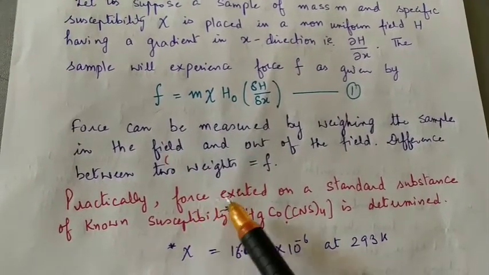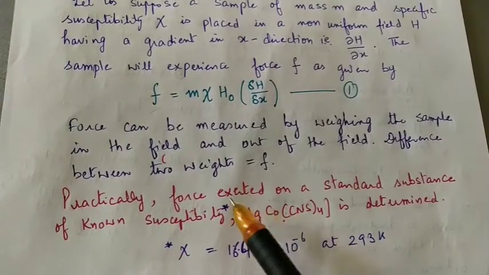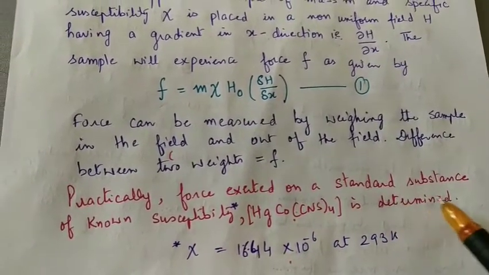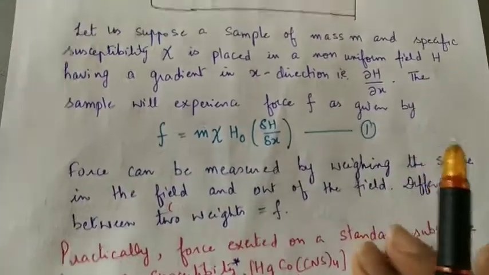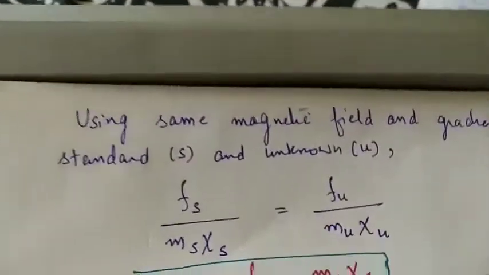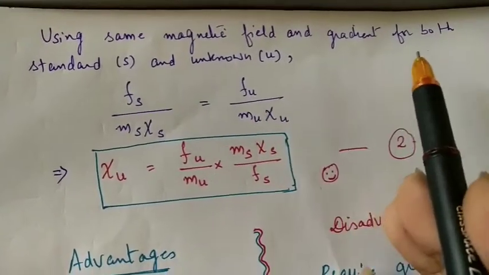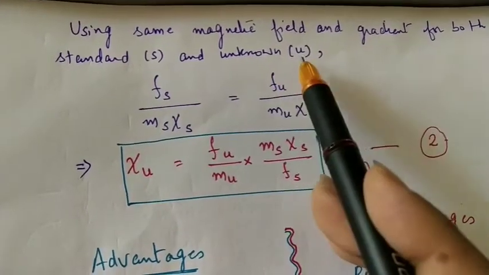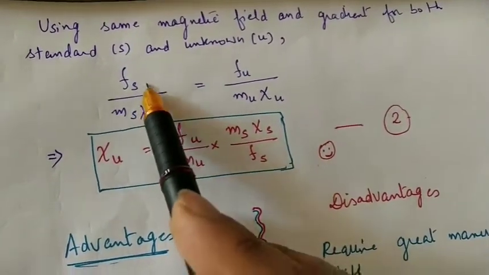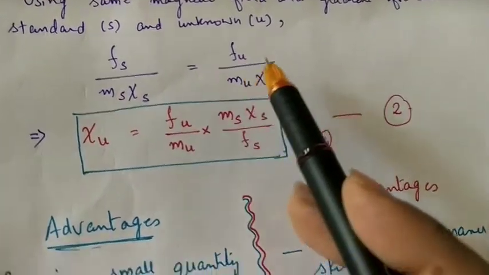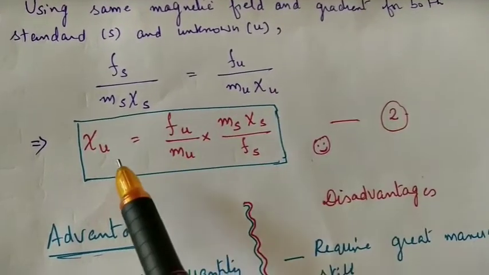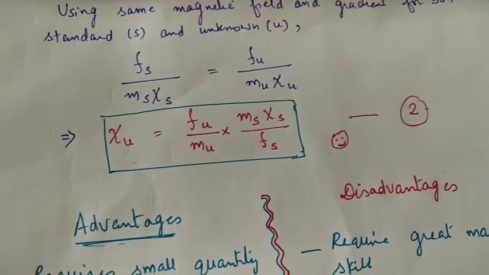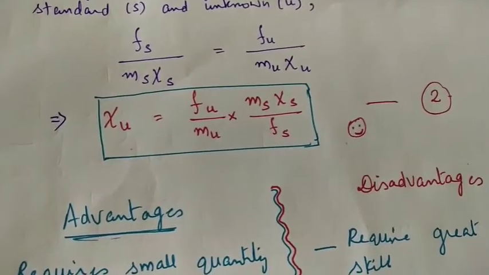Practically, again we use the same standard substance. The force exerted on a standard substance of known susceptibility is determined. We use the same complex. Using the same magnetic field and gradient for both the standard, S, and the unknown, U, we can have the simple expression Fs upon Ms chi S equal to Fu upon Mu chi U. So directly we can have the value of chi U, that is the susceptibility of the unknown sample.